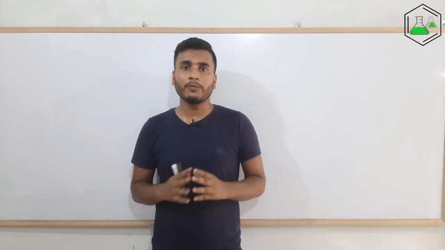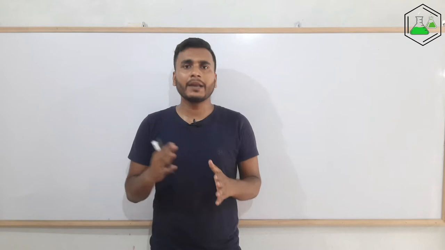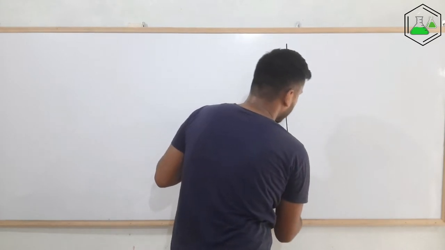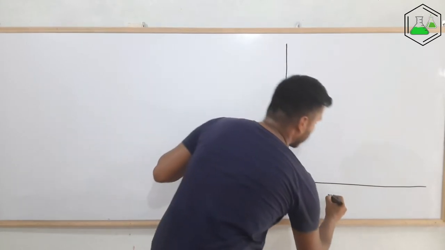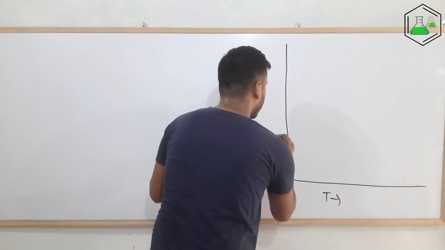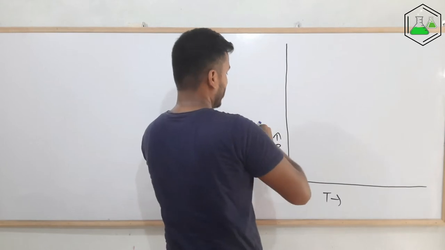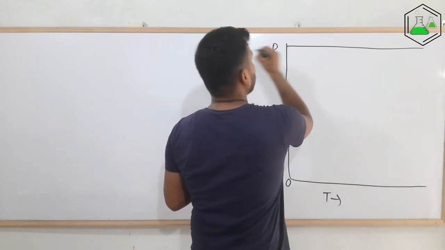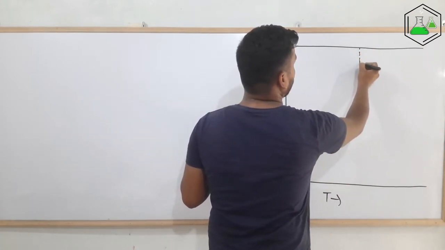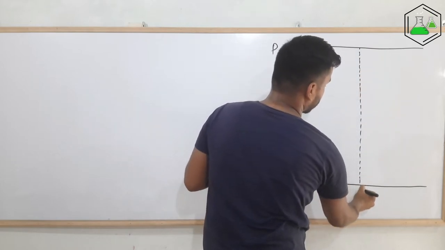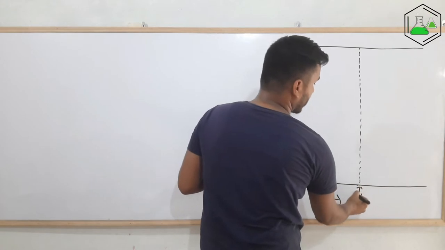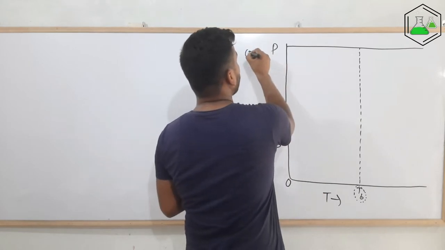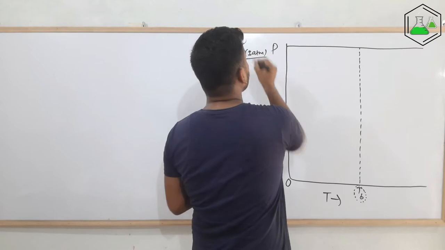For the study of elevation of boiling point, let us make the graph of pure solvent and different solutions against temperature. There is a way to make this graph. Look at here, very carefully, okay? In the x-axis there is temperature, in the y-axis there is pressure. This is the origin. Draw a line here like this. This is P, okay? And you can draw a dotted line over here. This is TB, that is the boiling point temperature of the pure solvent, okay? And this P is 1 atm, that is the atmospheric pressure.